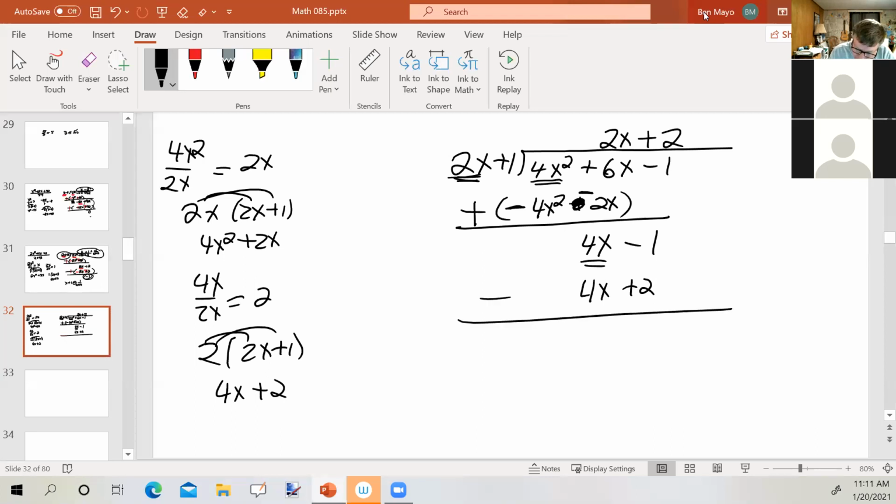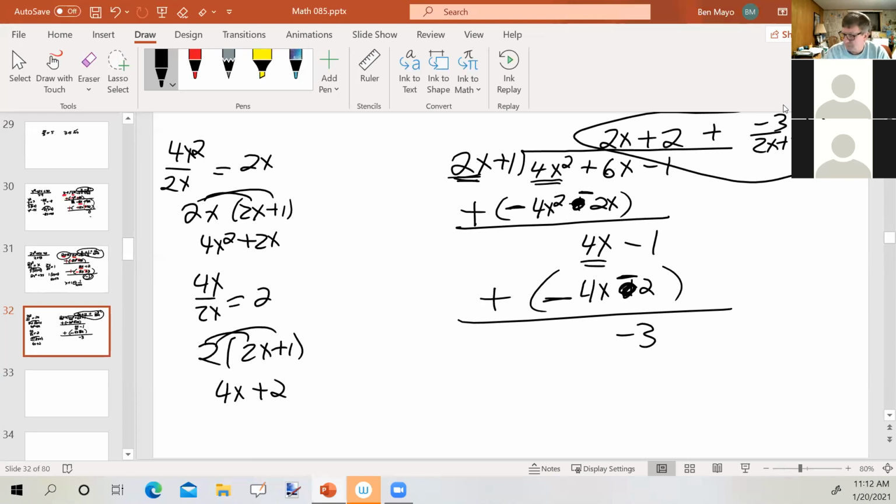We're going to draw a line and subtract that from what's up above. We'll distribute, changing subtraction to addition of the opposite. 4x plus negative 4x is 0. Negative 1 plus negative 2 is negative 3. So my remainder is negative 3. So I'm going to write 2x plus 2 plus negative 3 over 2x plus 1. Any questions on that one?